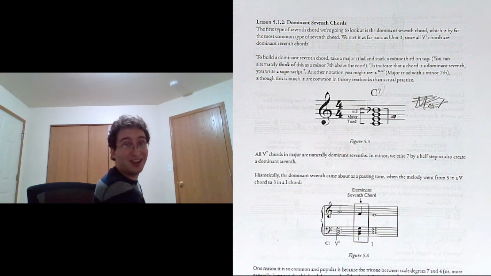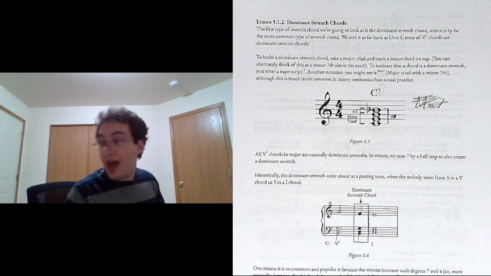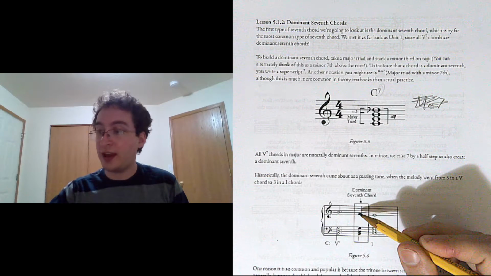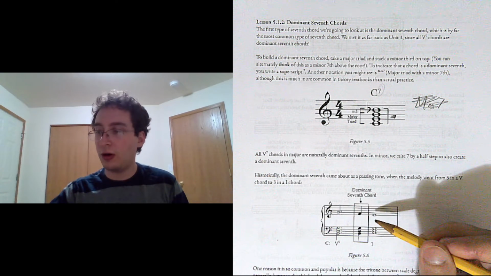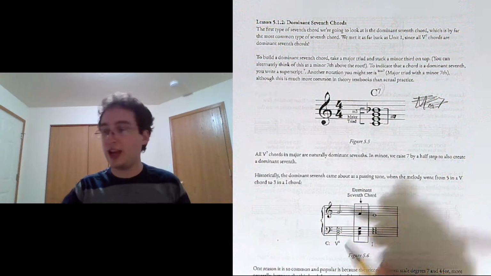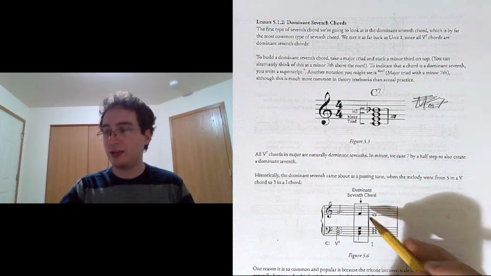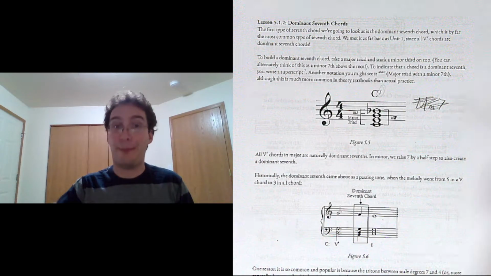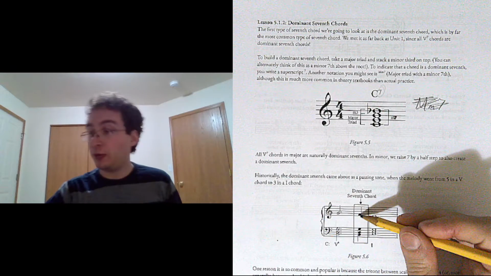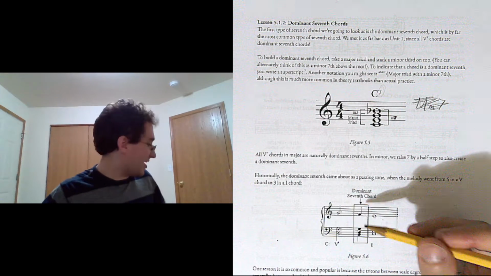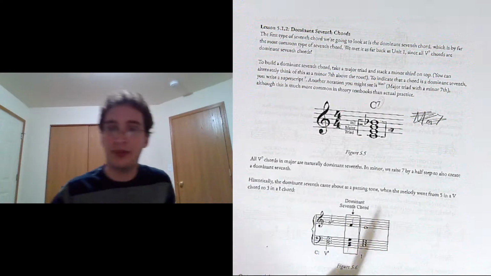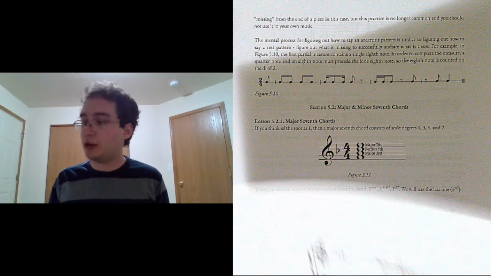4, 3. And that's where the rule that you always want to resolve 4 down to 3, resolve that 7th down, that's where that rule came from, because originally it was a passing tone. So in order for it to function as a passing tone, it has to pass. 5, 4 down to 3. People liked the sound of 4 against sev, that tritone, and how it resolved. So that satisfying resolution is why it became so popular.